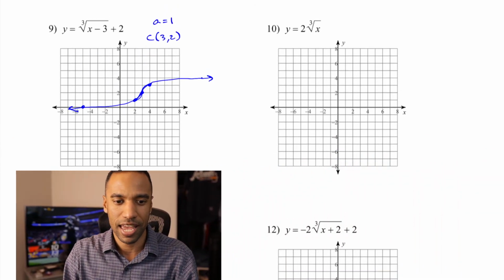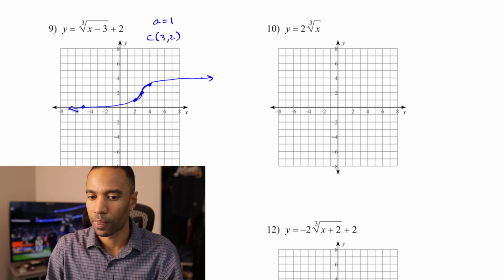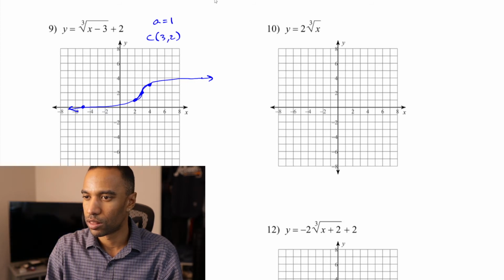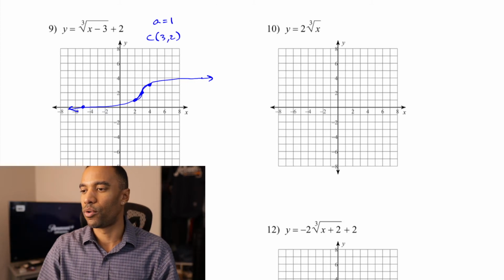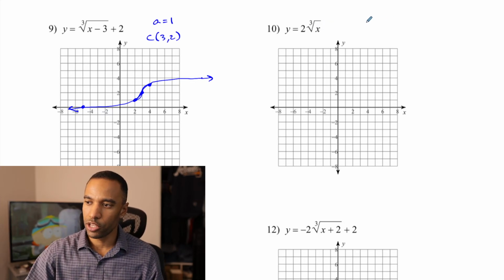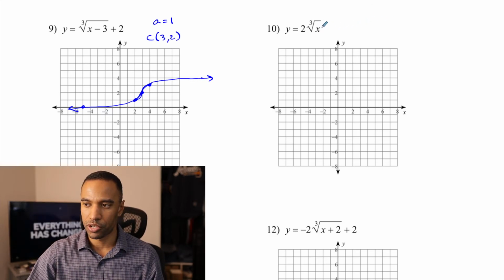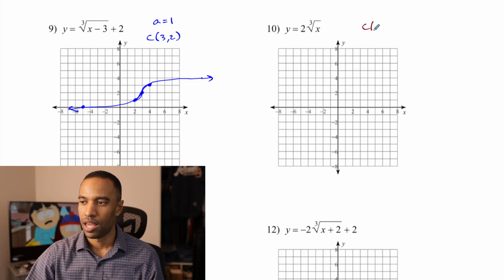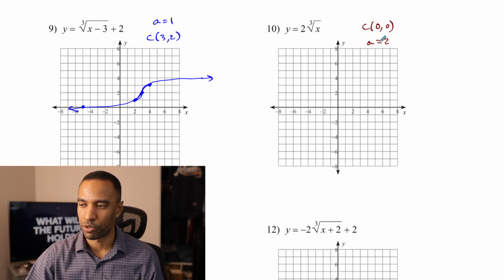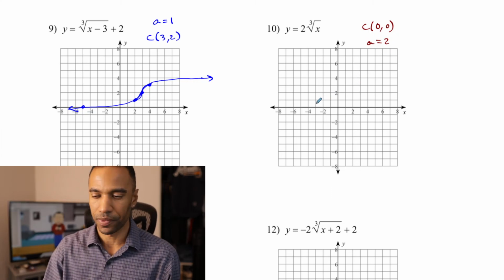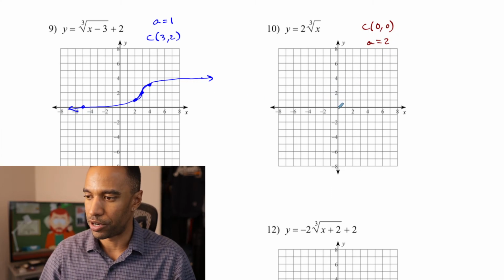So, number 10. Let's do this color. Okay, H and K. All right, looks like we're starting at the origin this time, right? There's -0, +0 kind of thing. Our center is at 0, 0 with a vertical stretch factor of 2. So now we get to play with some stretches. Let's go ahead and do that. We are starting at the origin here.